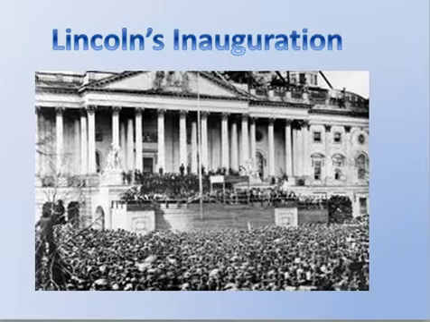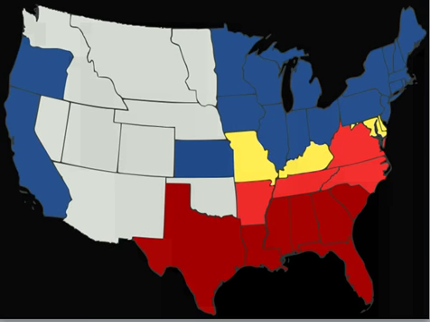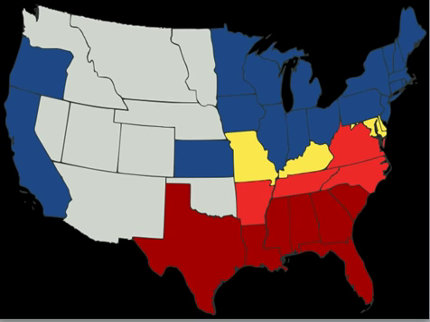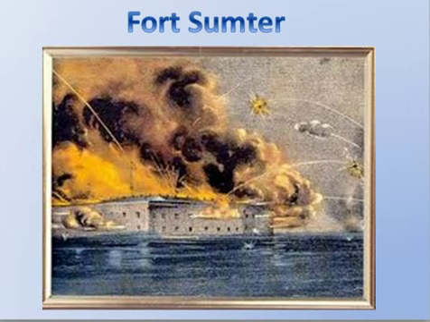Lincoln's inauguration, kind of the last thing that propels the South to secede from the Union, with the dark and lighter reds being the Confederacy and the yellow and blue being part of the Union. The yellow states were slave states that were part of the Union. They were kind of considered the border states. First shots of the Civil War were fired on Fort Sumter.